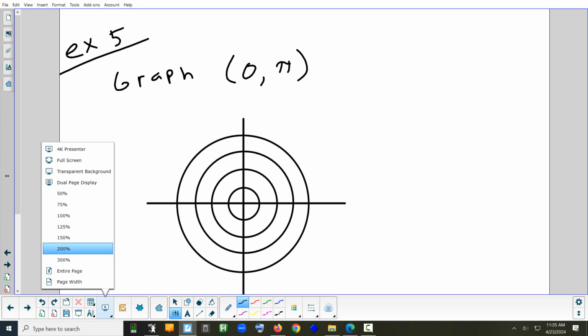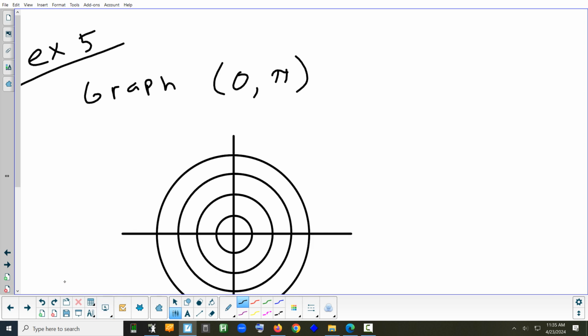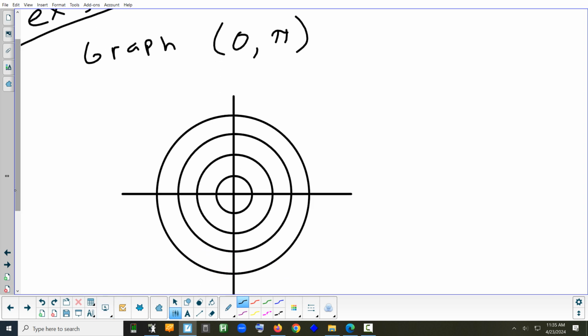I need to rotate how much? 180. Yeah, 180 or pi. So what do you think is going to happen? Yeah, so here's your point at 0. But what you do is you take the green dot at the top and you've got to rotate it to the bottom.